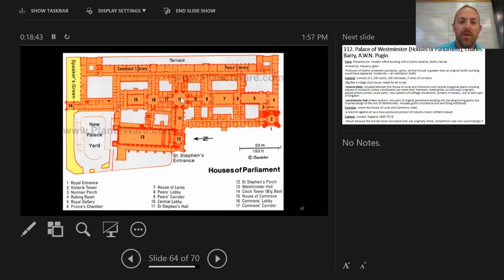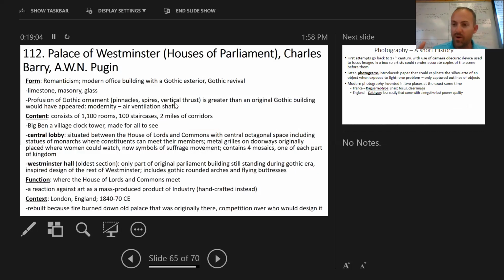And again, in the central lobby, this is also where members of parliament would meet their constituents in that big central lobby. This is where people would meet and gather, and you would talk about the politics of the day. And by the way, they still do. I'm sitting here talking like they used to. They still do this. This hasn't changed. This is where the legislation goes down in England. This is where they make the laws.